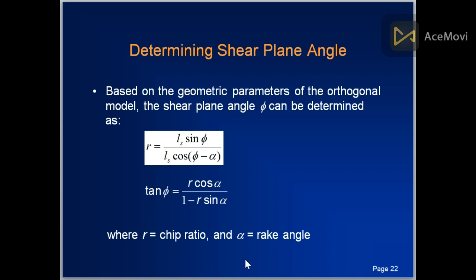Determining the shear plane angle. We can determine it in the following steps. First of all, from the trigonometry of the chip formation, r is written as sin phi divided by cos of phi minus alpha, with phi the shear angle and alpha the rake angle. Now tan phi can be written as r cos alpha divided by 1 minus r sin alpha. We can shift tan here and phi can be determined, or r can be determined by changing the locations of the terms according to the given conditions.